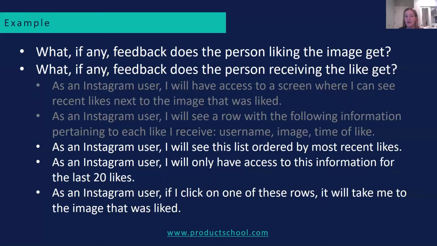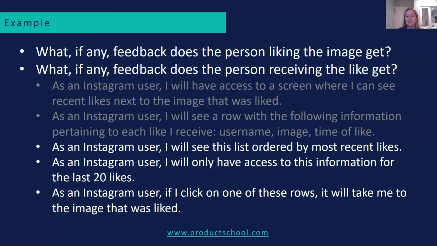So this extends to now, as an Instagram user, I will see a list ordered by most recent likes. Having a list isn't enough. You have to state exactly how the list is going to look and how it's going to be organized. As an Instagram user, I will only have access to this information for the last 20 likes. If you didn't have this one here, when you went to the PRD review, one of your developers would likely say, well, what's the cutoff? Because we can't continue to load this. It's going to cause issues with loading that screen. There may be issues with just the user interaction from a design perspective.